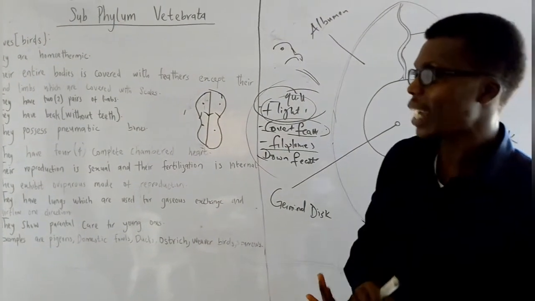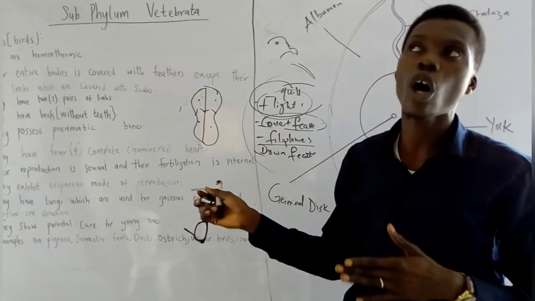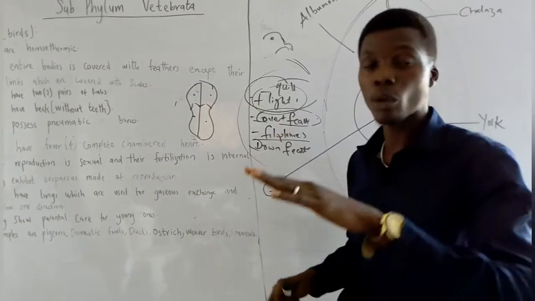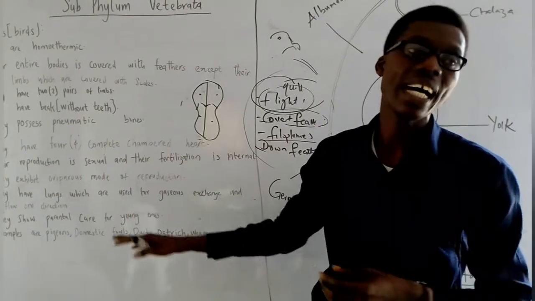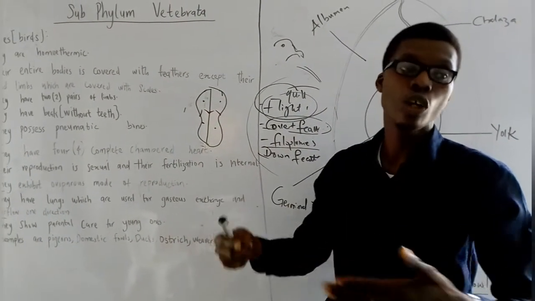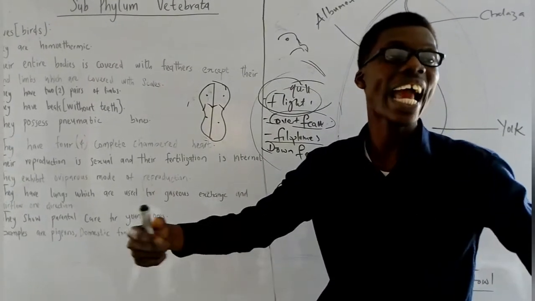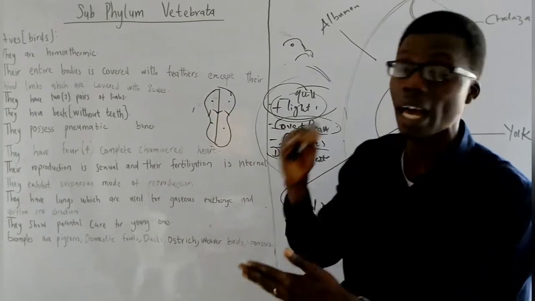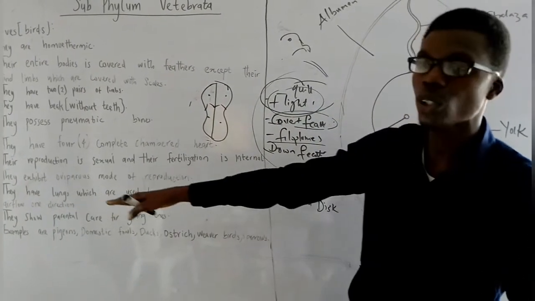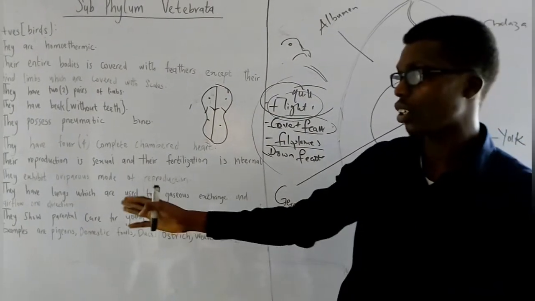Now they show parental care for their young ones. This is common to almost all birds, almost all Aves. They exhibit what we call parental care. Chickens will sit on their eggs to get them matured, and they still guide the chicks till they get to a particular maturity level. Now examples of Aves are what you can see on the board here.